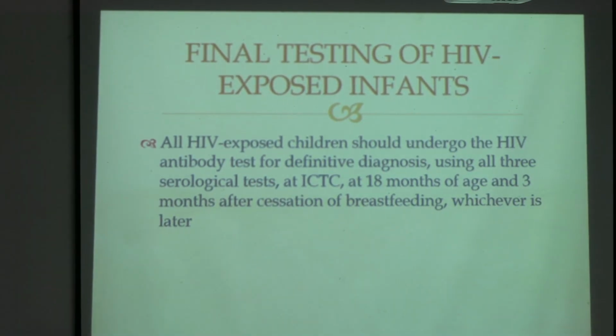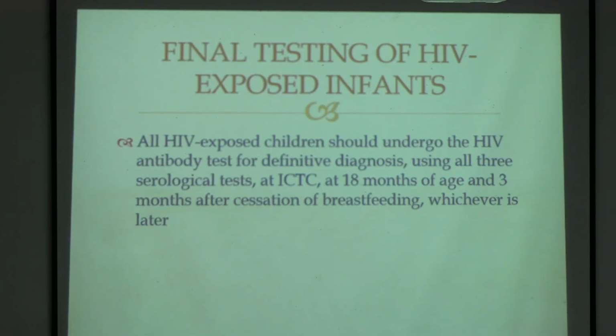So final testing of HIV exposed infants. HIV exposed infants, we have already seen low risk, high risk, how we change them. And for them, all HIV exposed children should undergo the HIV antibody test for definitive diagnosis. Okay? Using all 3 serological tests at the Integrated Counseling and Testing Center, which is ICTC, at 18 months of age, and 3 months after cessation of breastfeeding, whichever is later.